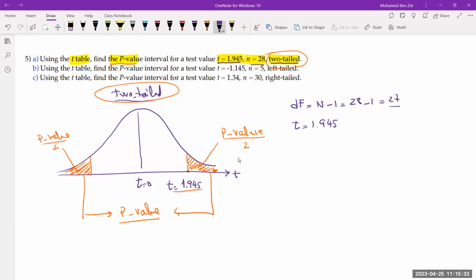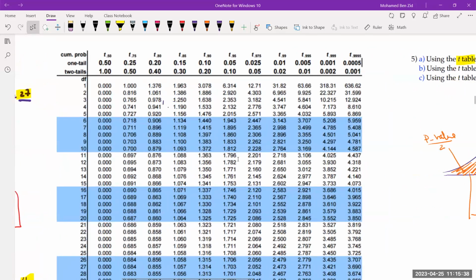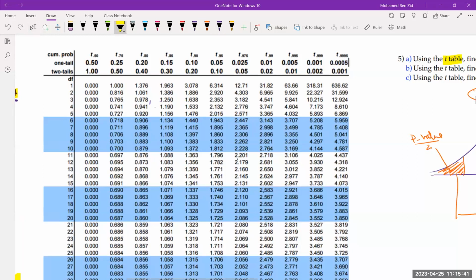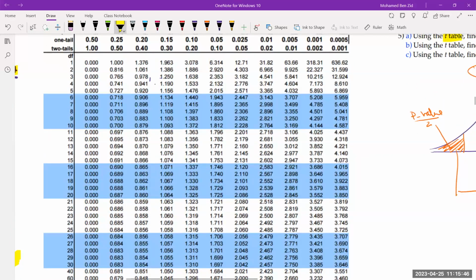All right. So how can I use it? I'm going to locate degree of freedom 27 first. So this is 27 right here. So this is the line of 27. And on this line, I'm going to locate where is 1.945. That's the t value, right? And it happens to be that the 1.945 is located right here on this band.